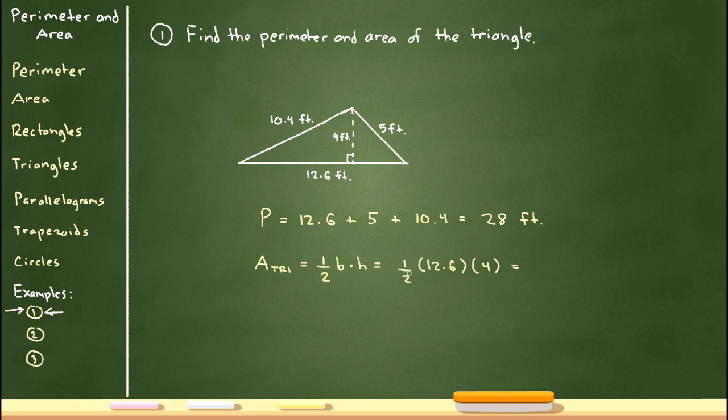So one way to do this, if you didn't want to use the calculator, 1/2 times 4 is 2, and 2 times 12.6 is going to be 25.2. And the units are going to come out to be squared feet. Now, why did it come out to be squared feet? Well, if I actually wrote my units in, this is 12.6 feet times 4 feet. So the feet times feet give me the squared feet. Okay, so that's the perimeter and area of that triangle.